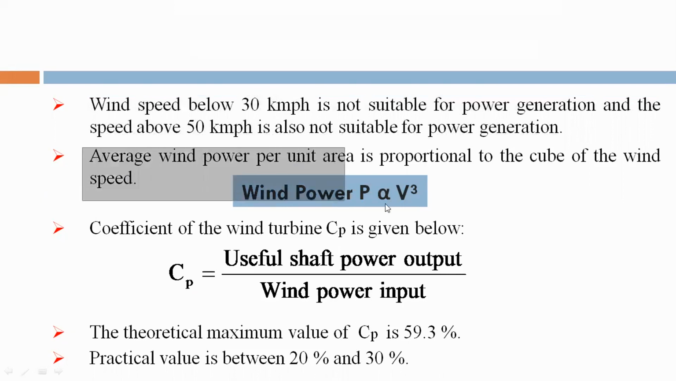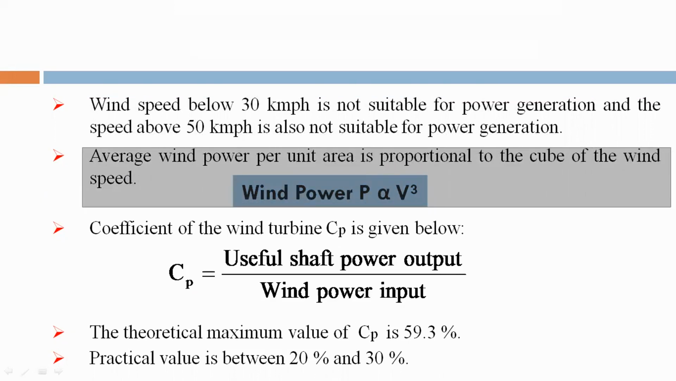Average wind power per unit area is proportional to the cube of the wind speed. So wind power P is proportional to V cube.